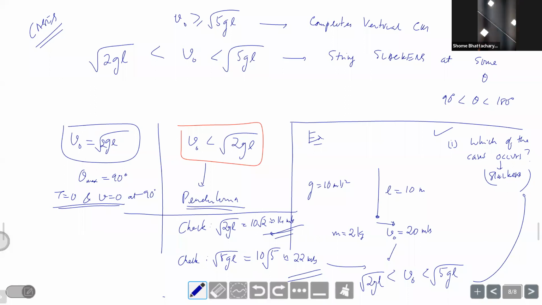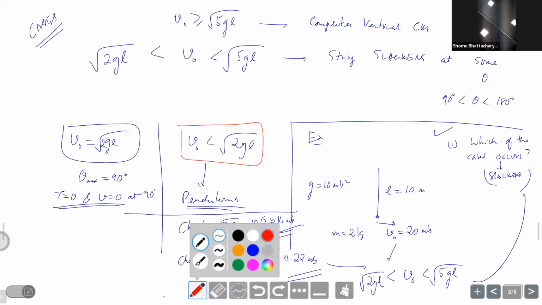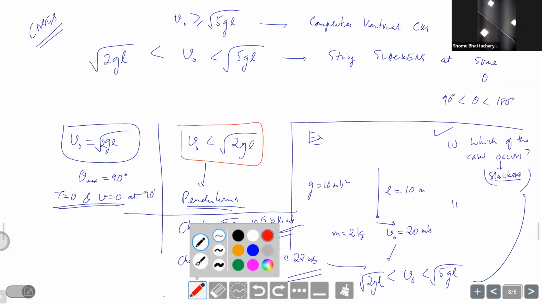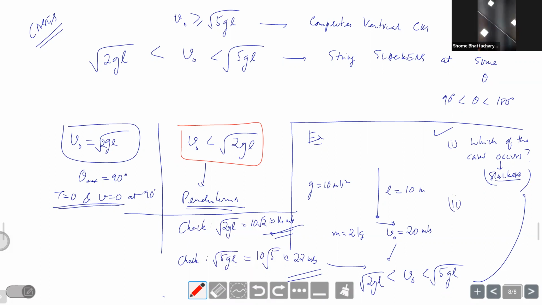So second part of this question now, let's calculate. Now that we've understood that the string is slackening, let's find the angle at which the thread slackens.